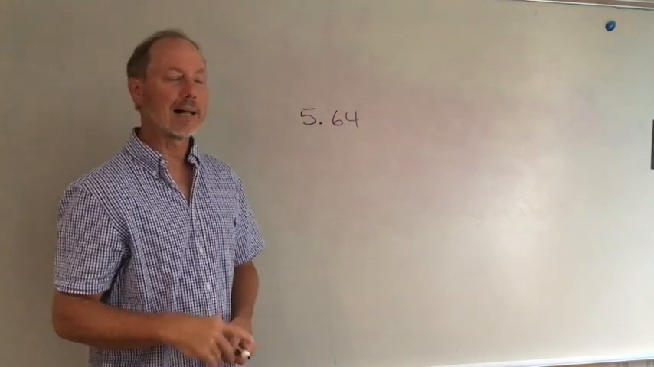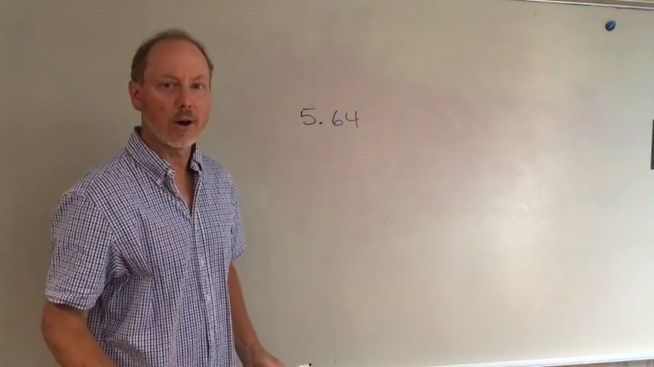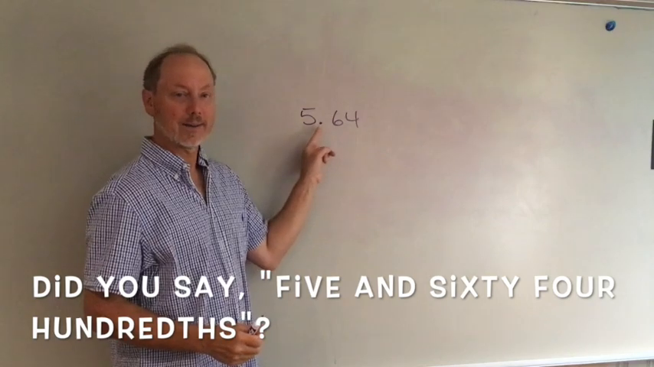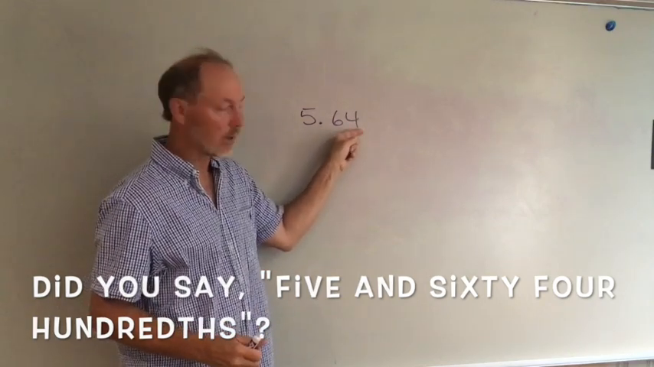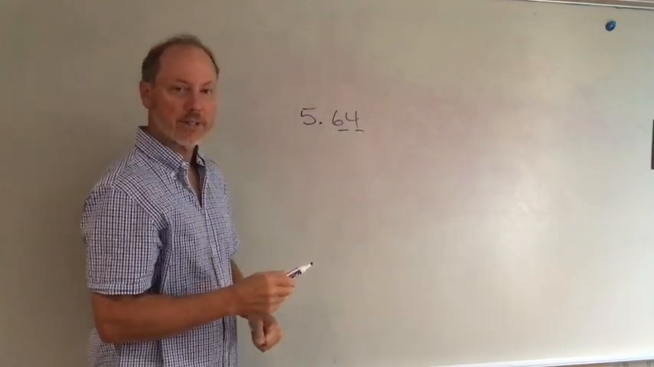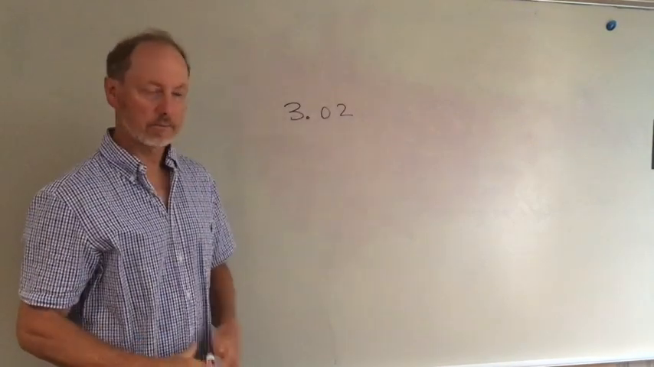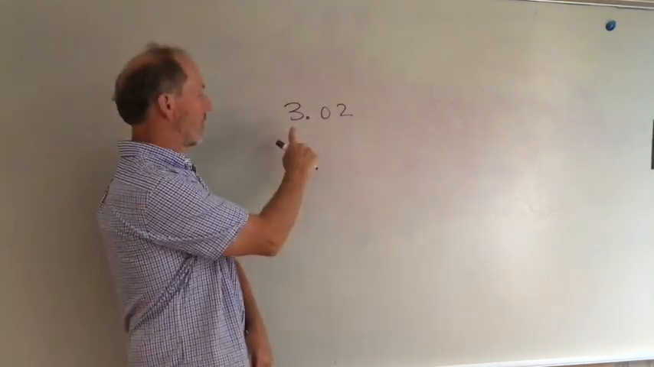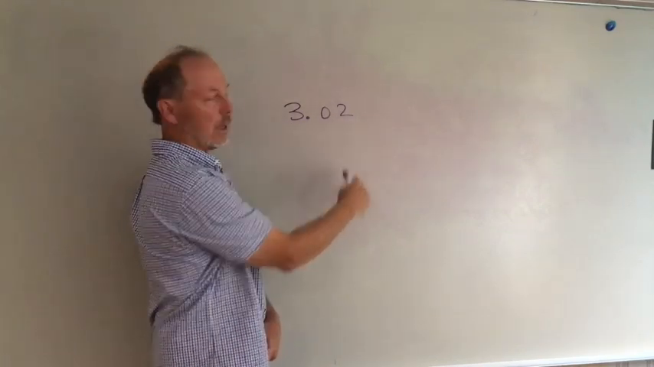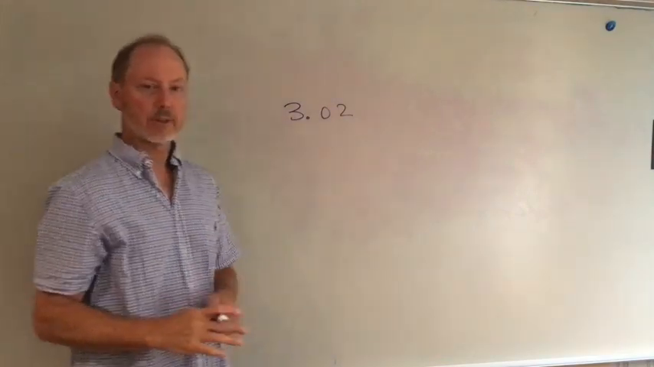You say it. I'll listen. No. What? No. Really? 5 and 64 hundredths. 5 and 64 hundredths. What if it looks like that? You got it. 3 and 2 hundredths. Okay?